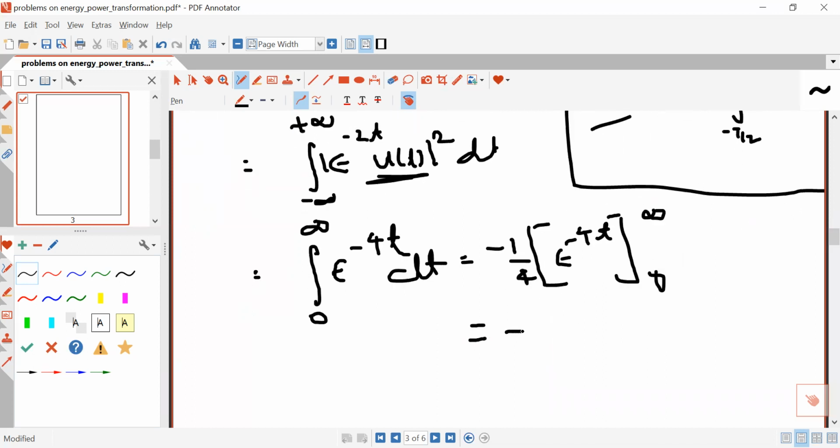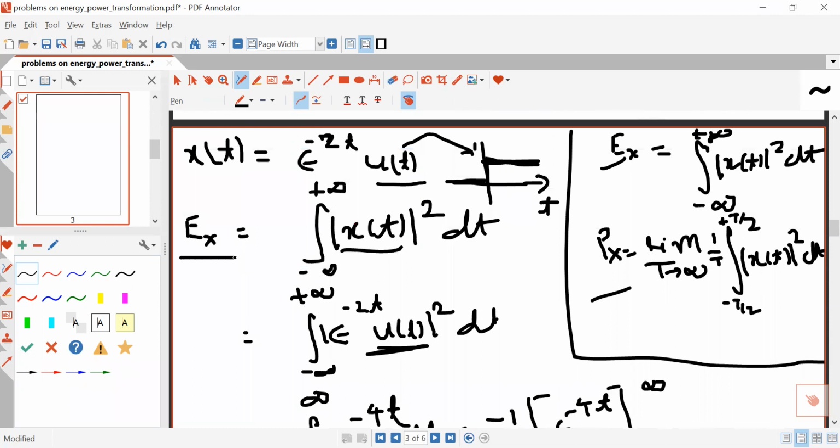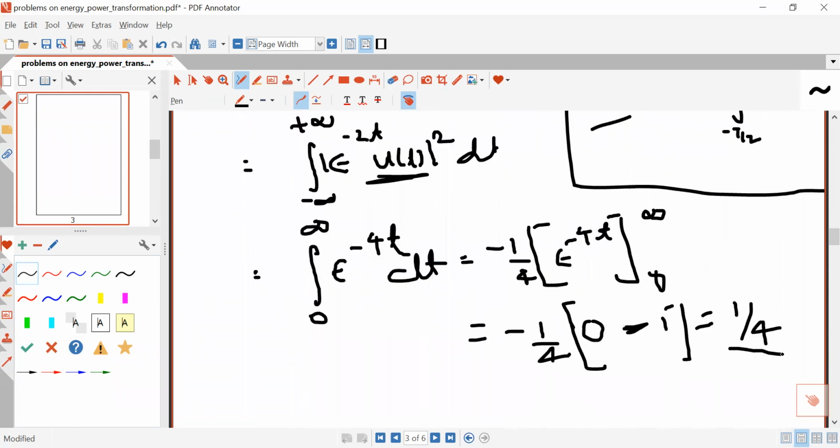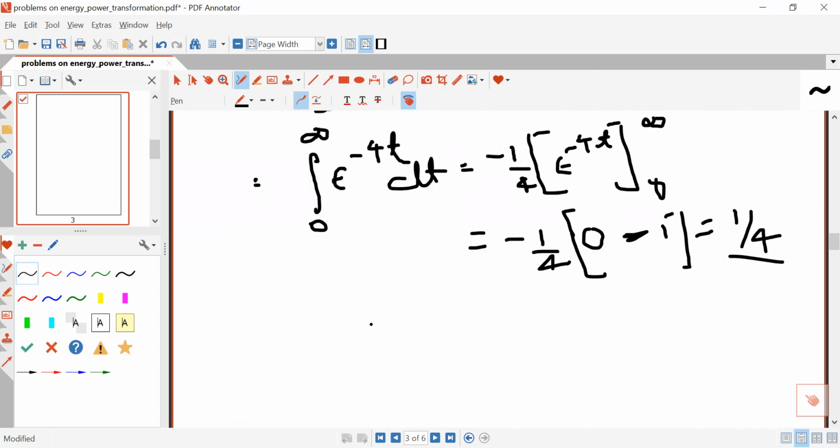When you put infinity in place of t, when you substitute the upper limit, the first term will be 0. And when you substitute the lower limit, t equal to 0, e to the power 0 will be 1, and this will become equal to 1 by 4. So in this way you can see that this signal has a definite energy value. So this signal can be an energy signal because energy is finite. But you have to check whether power is 0 or not, because the second condition is that power should be 0. So how will you get the power of this signal?